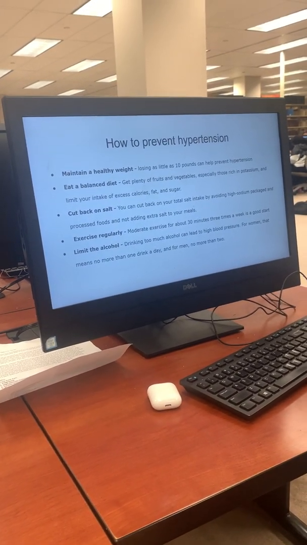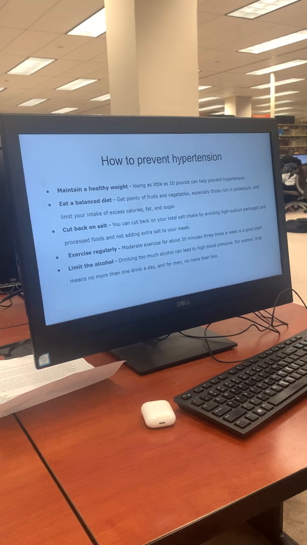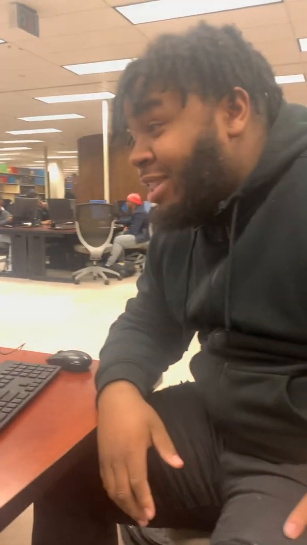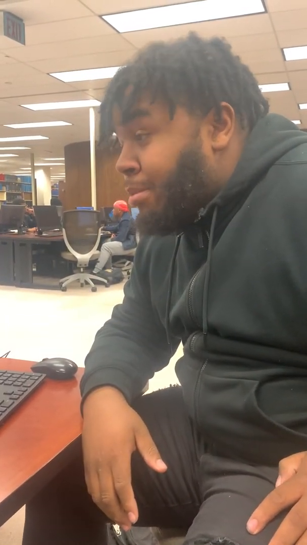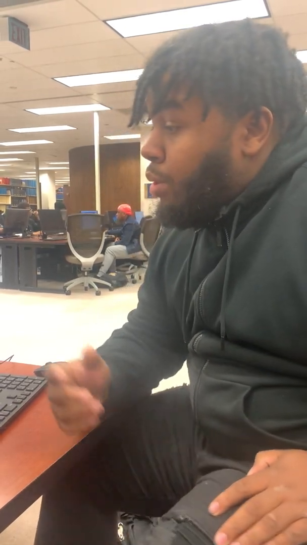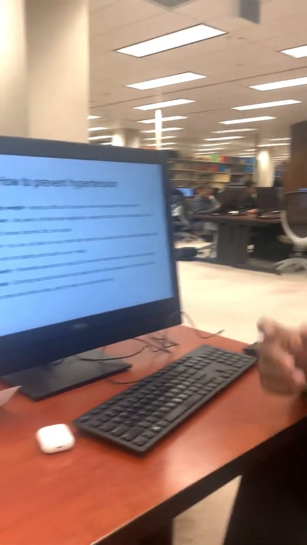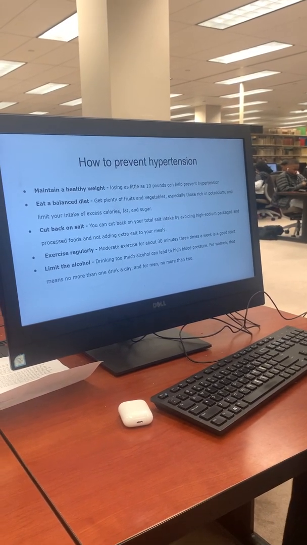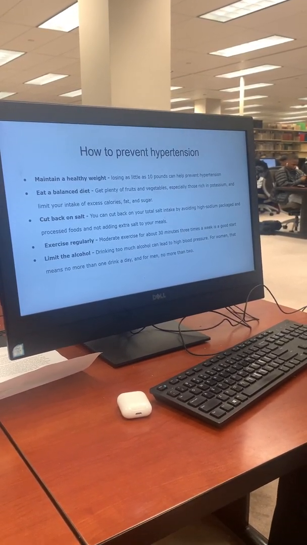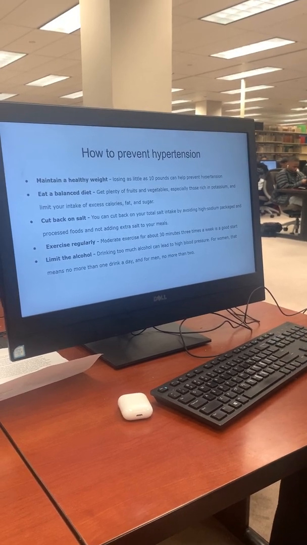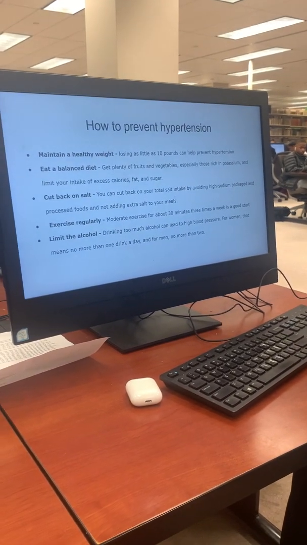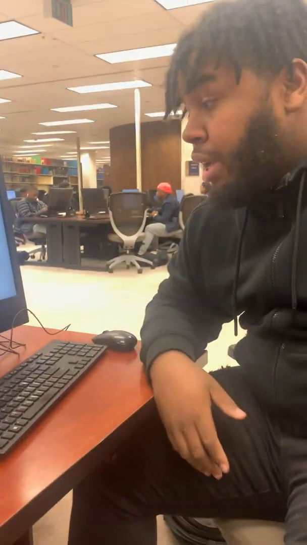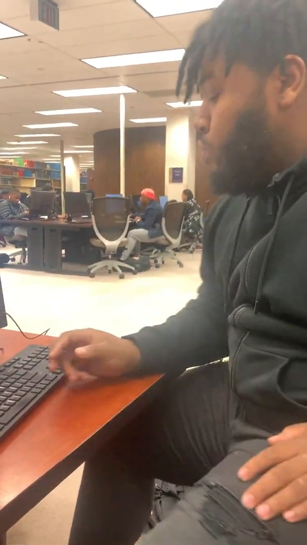You can cut back on your salt intake by avoiding high-sodium packaged and processed foods. You have to exercise regularly. Moderate exercise for about 30 minutes, 3 times a week is a good start. Limit alcohol. Drinking too much alcohol can lead to high blood pressure. For women, that means no more than 1 drink a day, and for men, no more than 2.